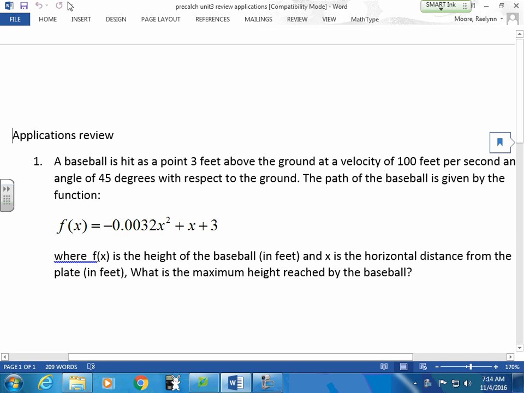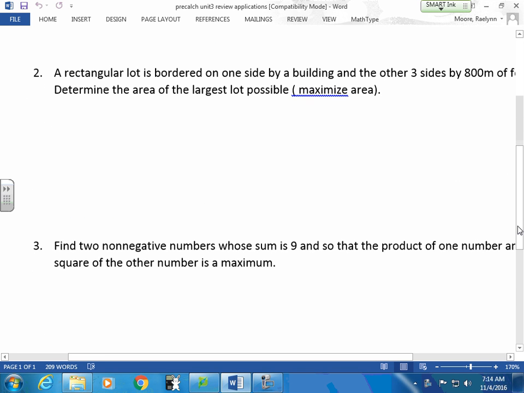All right, the second one says a rectangular lot, and if you're ready, you have the right answer for the first one.